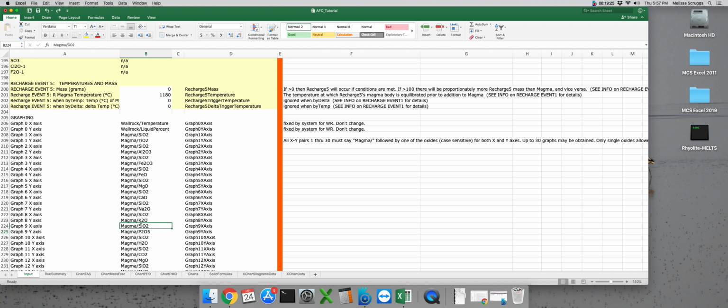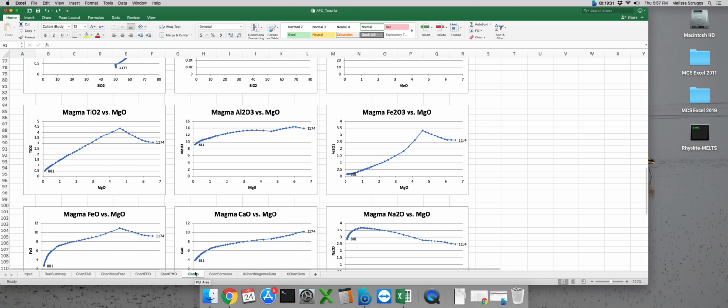So this is super, super convenient because you might not need a publication quality Harker diagram, but we're all definitely going to want to look at our data, and it's just really nice if the plots are already made for you and you don't have to go through that extra step.